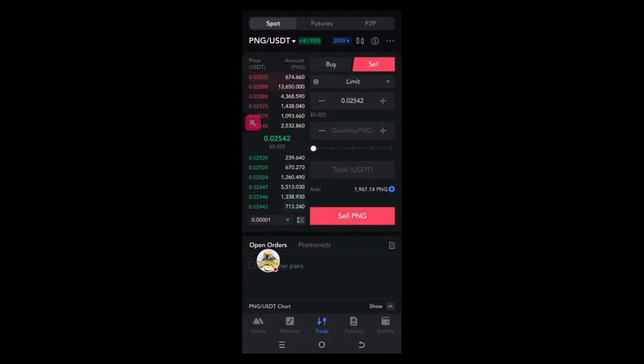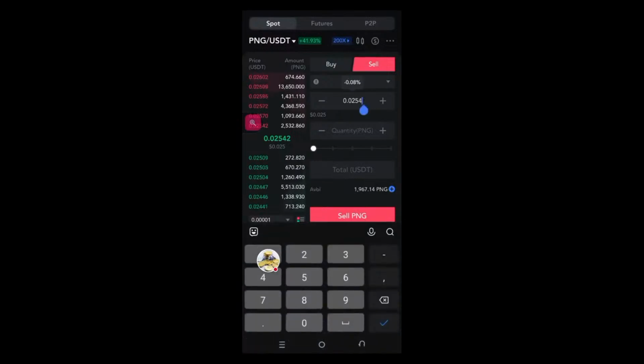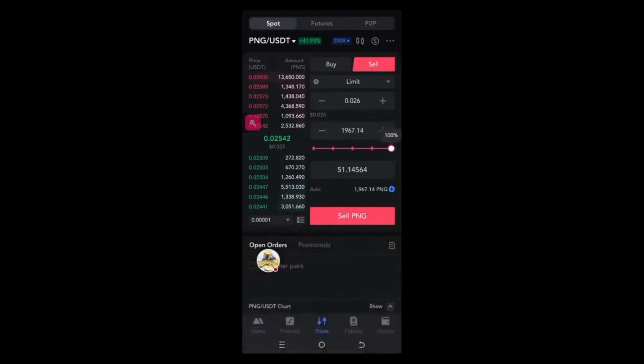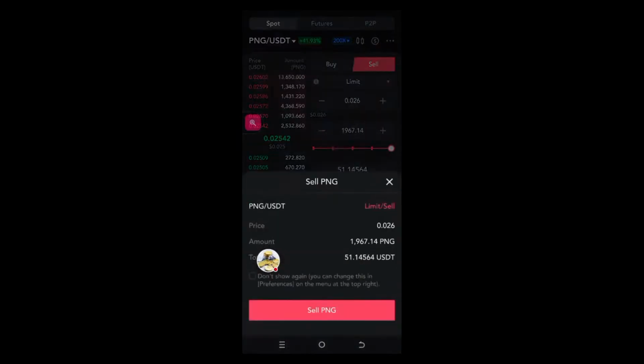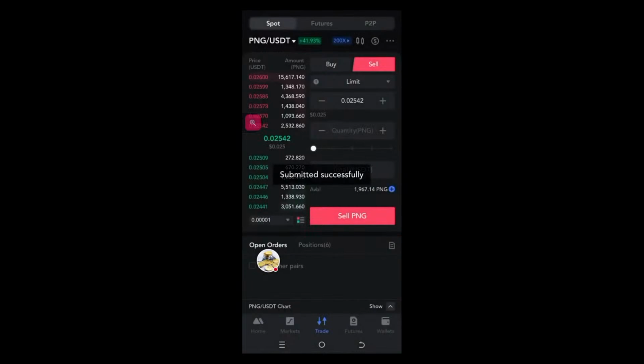Okay. So our sell limit, we have said we're setting it to 26. And then we'll pick up everything. Oh, let's see. Put that in there, and we set our sell limit. Perfect.